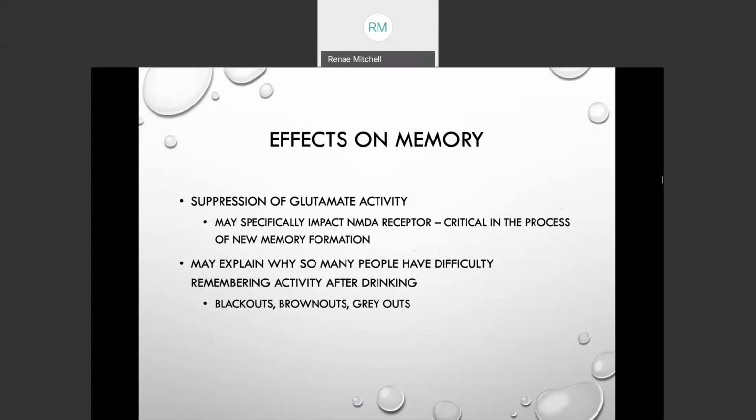But this is what explains people having difficulty remembering when they are very intoxicated from alcohol. So having blackouts or brownouts or having something in between. It ultimately comes down to the suppression of the GO neurotransmitter, that glutamate transmitter that really tells neurons to fire. If their neurons aren't firing, memories aren't being formed.